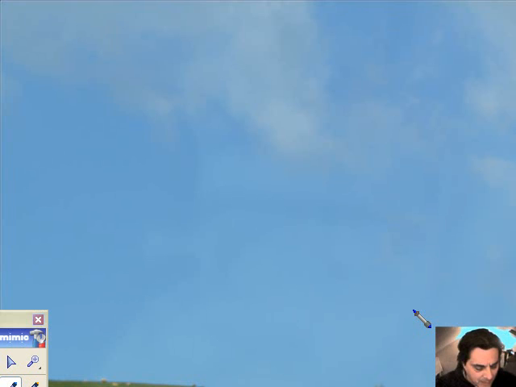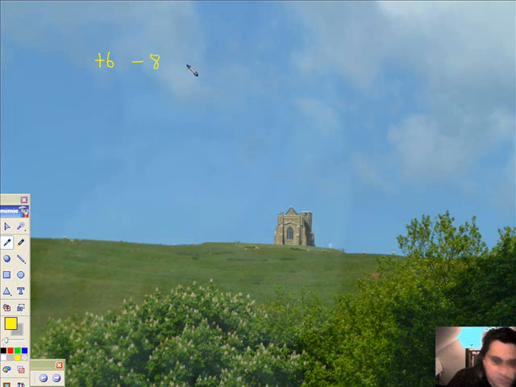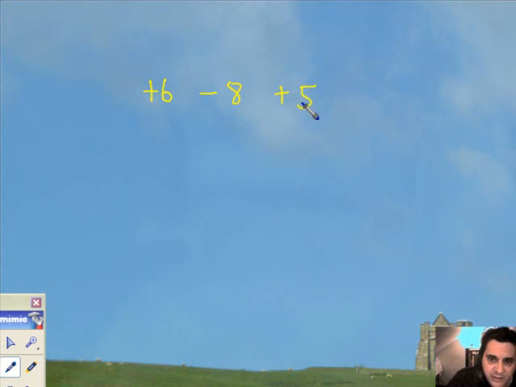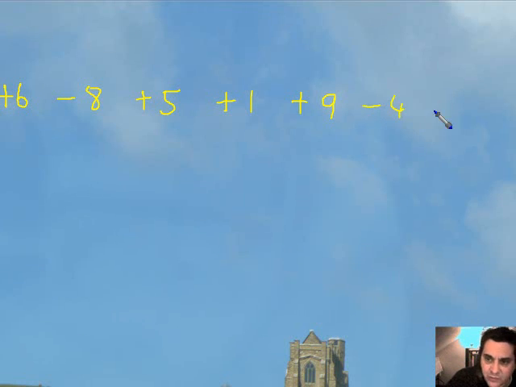So I'm going to go straight into question 3a. I won't do a lot of this because it's really old stuff and you know what we're doing. So put these numbers in order, smallest first. I've got plus 6, which is obviously positive 6, minus 8, I'm just writing out the question now, plus 5, plus 1, plus 9, minus 4, and minus 3. Right, in order, smallest first.